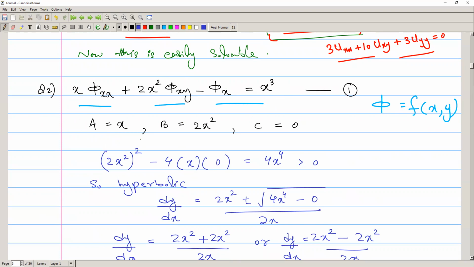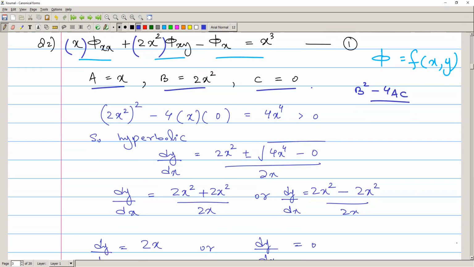So we will check whether it's a hyperbolic, parabolic, or elliptic PDE, right? To check that, we will apply this form, that is b squared minus 4ac. So here a is the coefficient of phi double x, b is the coefficient of phi xy, and c is the coefficient of phi yy, but phi yy is absent, so it will be zero, right? You can see here. We will apply to the equation, then we will find that b squared minus 4ac is 4x to the power 4. So we know that x to the power 4 cannot be negative.